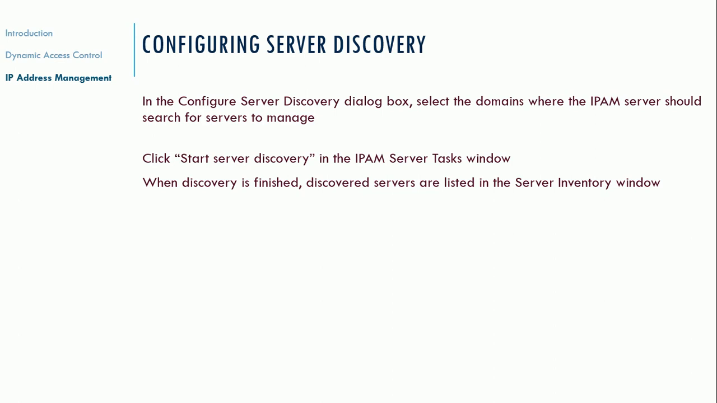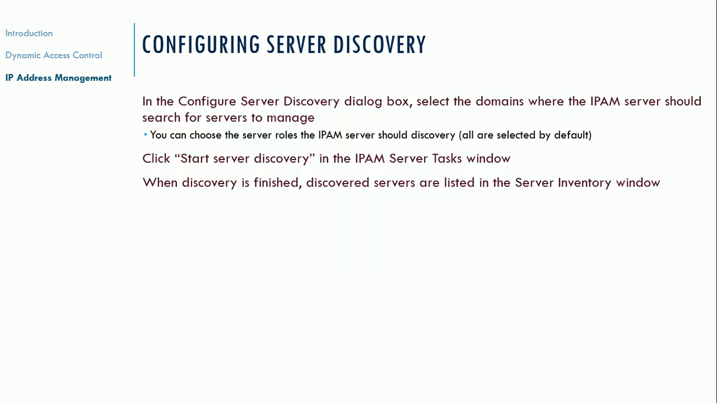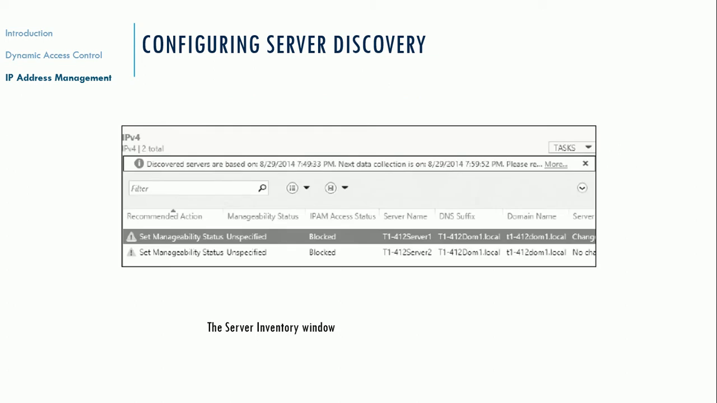In the Configure Server Discovery dialog box, you're going to select the domains where IPAM should search for servers to manage. You can choose the server roles that you want to use for discovery. All are selected by default, but typically you would use DHCP and DNS.